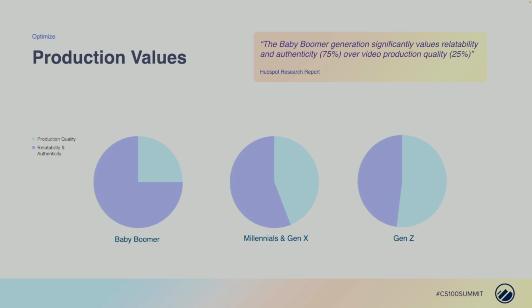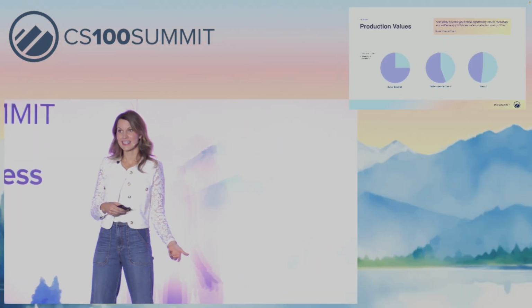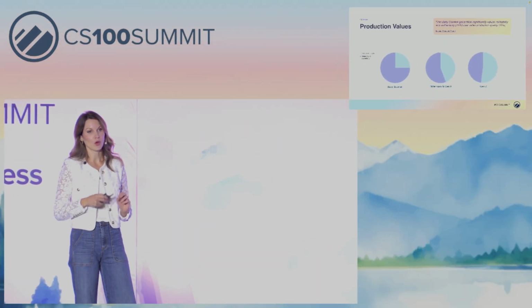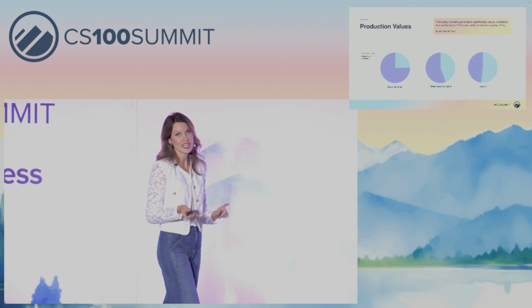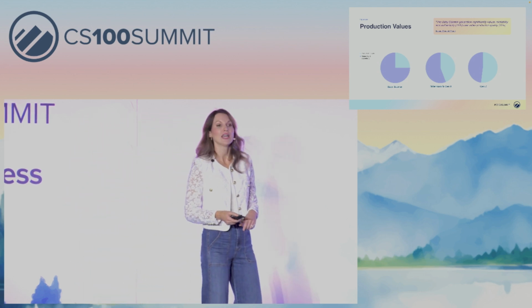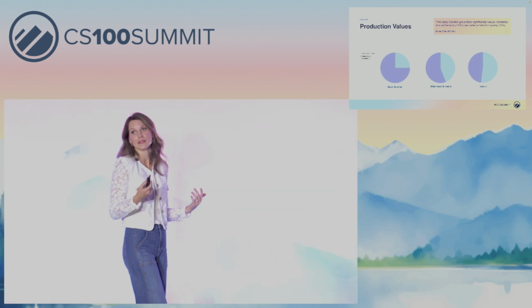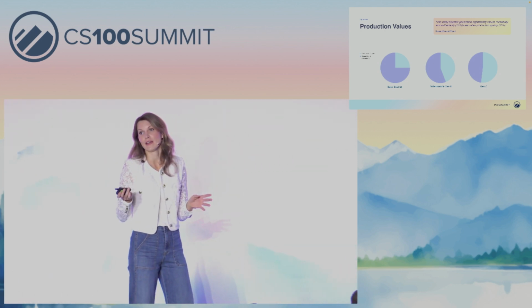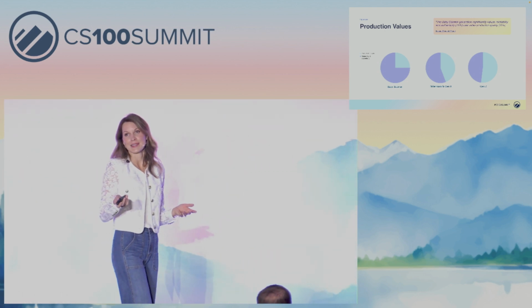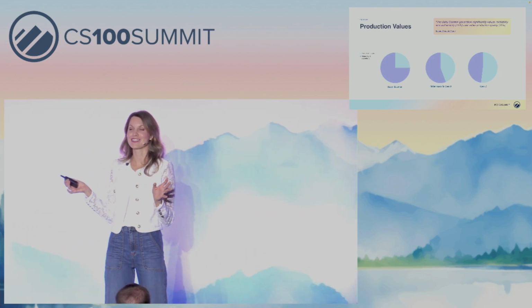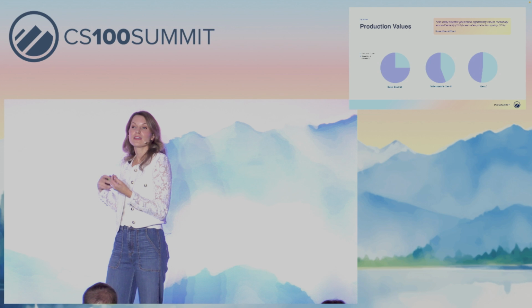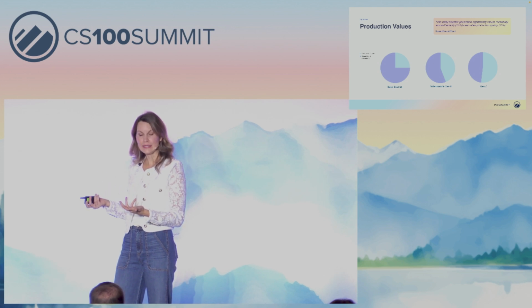Relatability and authenticity reign supreme and have historically been far more important than production quality, although we are starting to see this shift with Gen Z for the first time. I'm sorely reminded of this when I go on TikTok and I see some kind of video or reel made by somebody in Gen Z, and I'm like, oh yeah, I couldn't do that. How do they make that look so wonderful? So that's going to be becoming a trend.